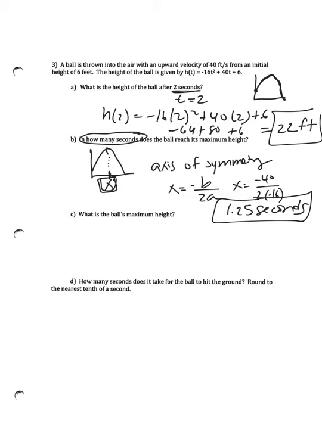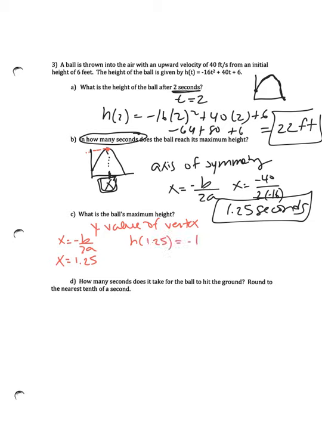Okay. C, what is the ball's maximum height? So now I'm asking you to find this point. What is that max height? When you need to find that max height, that's the y value of the vertex. So remember, to find the y value of the vertex, first you find the axis of symmetry, x equals negative b over 2a, but we already did that in part B, so we know that comes out to be 1.25. And then you plug this back into the function, so you're going to find h of 1.25.